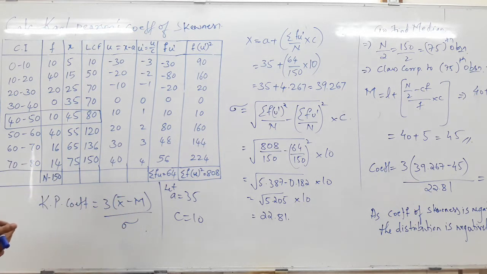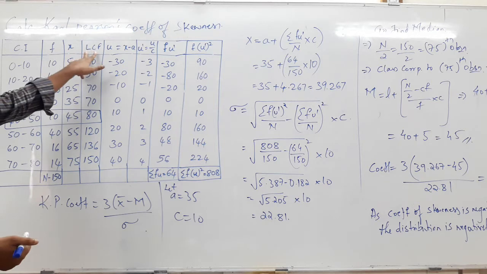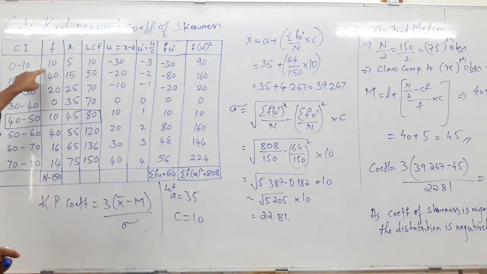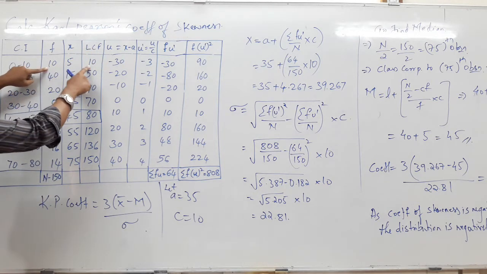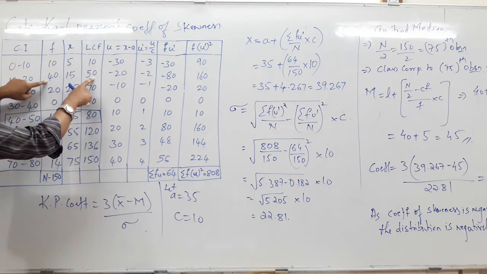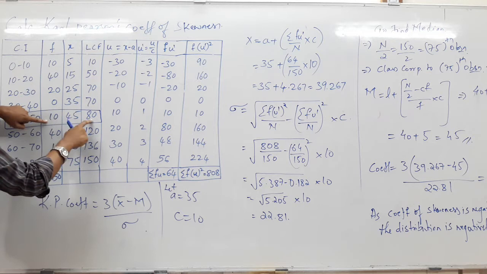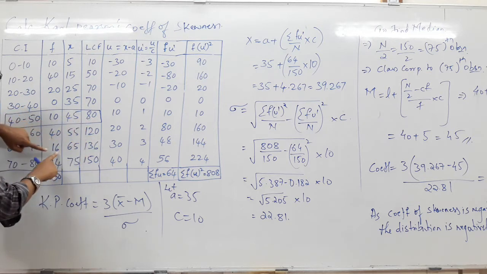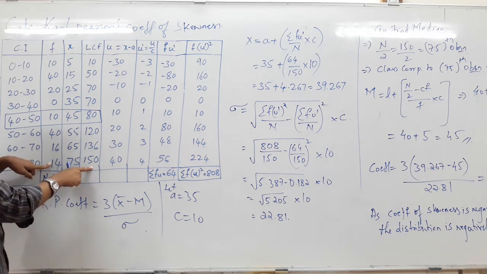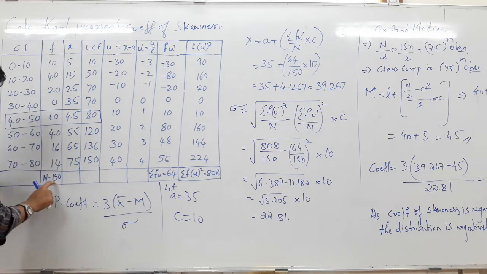Because the numbers are big enough, we will go for the step deviation method. I have written LCF here already, and the frequency is here. 10 plus 40 is 50, 50 plus 20 is 70, 70 plus 0 is 70, 70 plus 10 is 80, 80 plus 40 is 120, 120 plus 16 is 136, 136 plus 14 is 150. If you add this also, the answer is 150. So LCF is over.